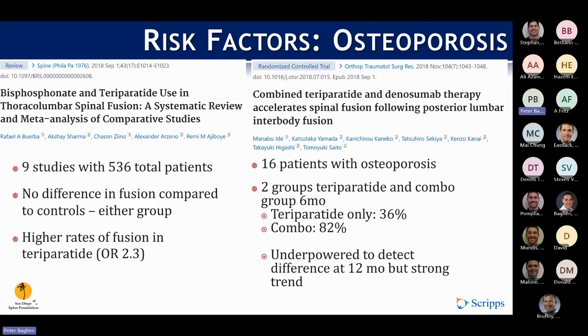And so maybe that's a future direction. I don't know if this has been seen or done in many institutions, but the early literature on it is pretty supportive of teriparatide with denosumab. And in this patient cohort, they had no adverse events out of the 16.